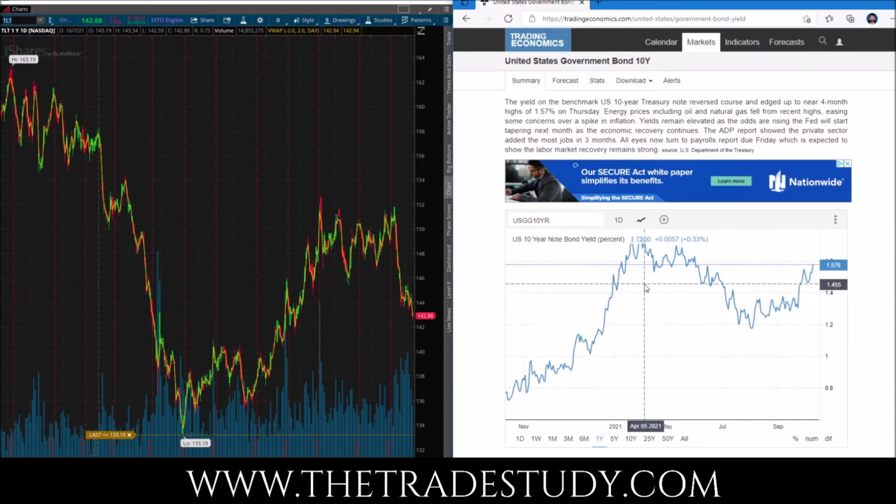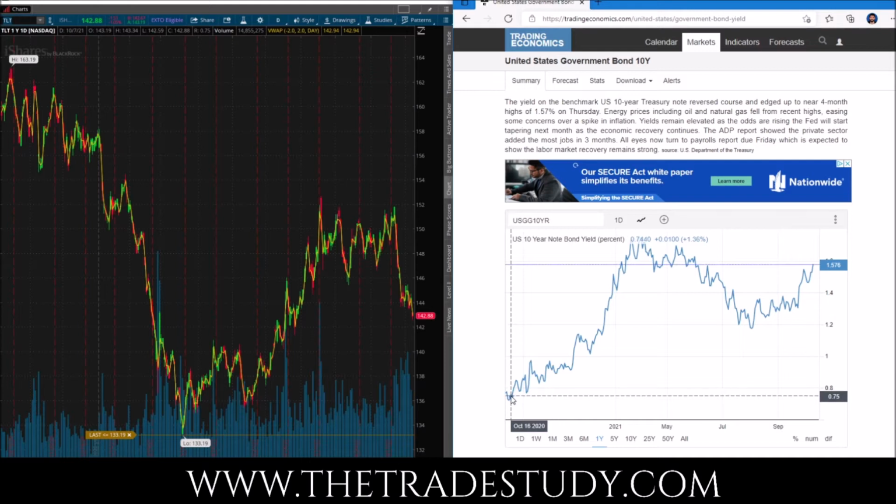And as you can see here, I have a daily chart of the U.S. 10-year note bond yield. What you're going to notice is, check out the beginning of the chart of TLT. It was at a high of $163.19. In the beginning of the year, we could see on here, rates were very low, 0.76, 0.72, 0.693.